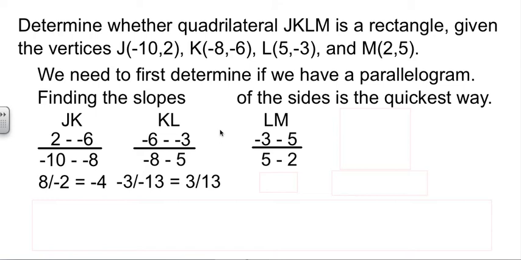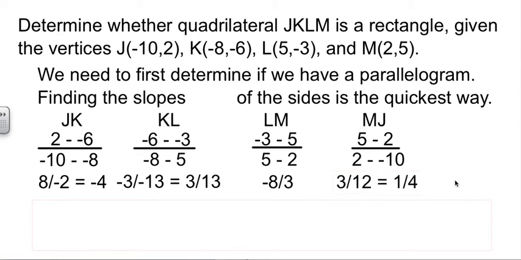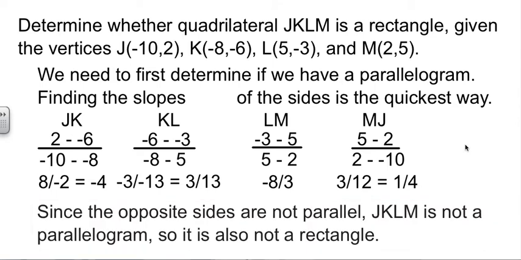L to M, -3 minus 5 over 5 minus 2 is -8/3. Well, that doesn't match anything. And M to J, 5 minus 2 over 2 minus -10 is 1/4. That doesn't match anything. Since it's not parallel to start with, it's not a parallelogram, so then it's also not a rectangle.